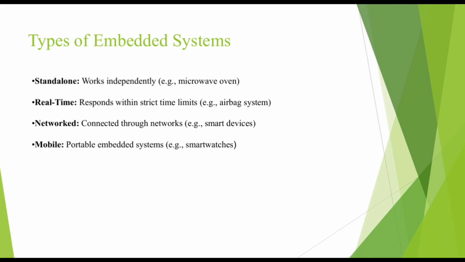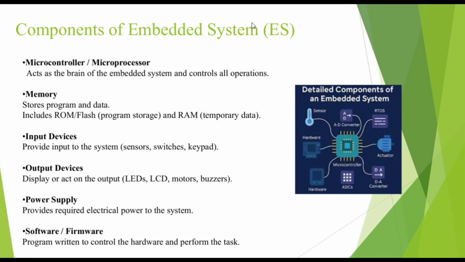Then a mobile system is portable and optimized for low power and size. For example, it is used in a smartwatch or handheld GPS unit. It balances functionality with battery life and mobility. Then in the next slide, we will discuss the components of embedded systems. Here are the components: microcontroller or microprocessor, memory, input devices, output devices, power supply, and the software.